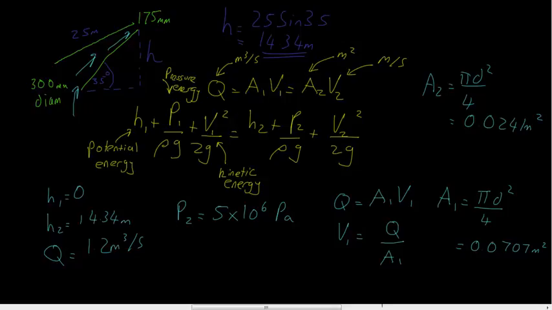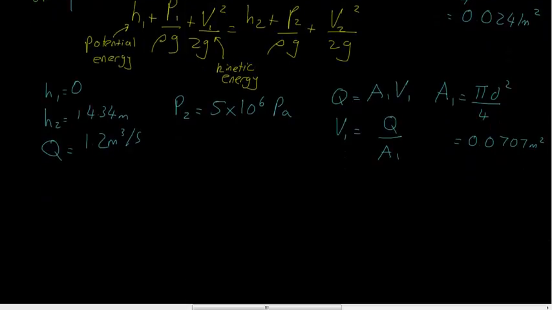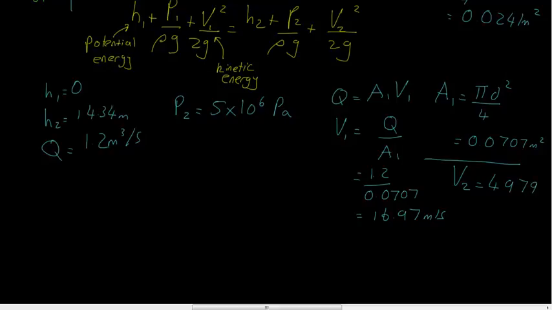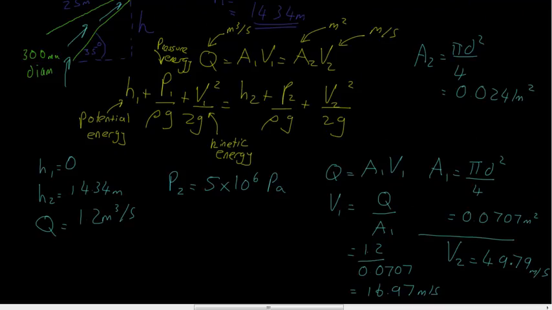Okay, so we've got A1, we've got A2, we can find V1 and V2. So V1 is equal to Q over A1, which is equal to 1.2 over 0.0707, gives us an answer of 16.97 meters per second. Okay, just draw a line under that. And V2 using the same method is equal to 49.79 meters per second.